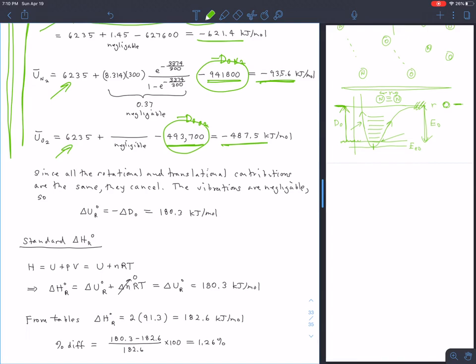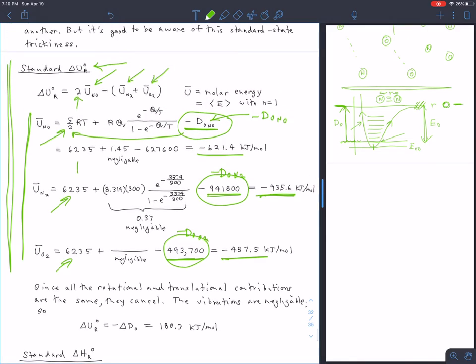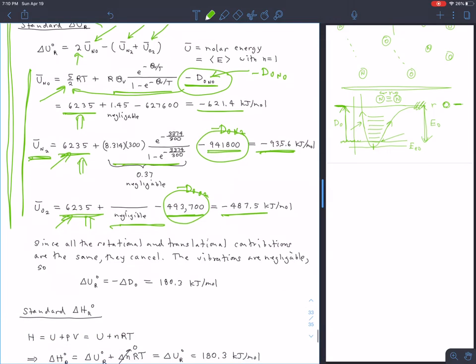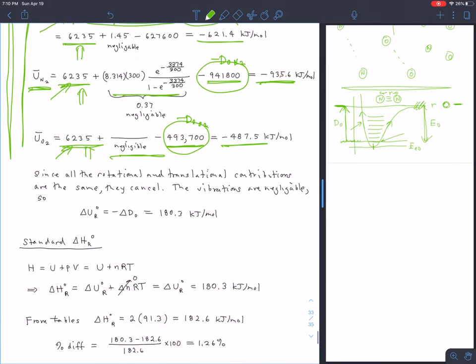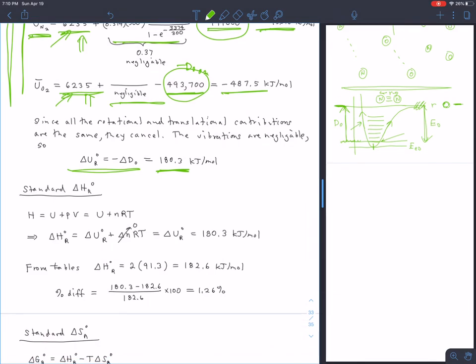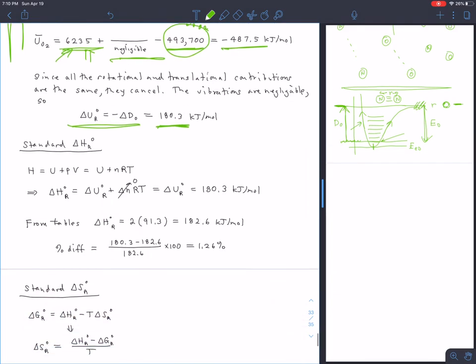If you do all that, you find out that all the contributions except the ZPE factors cancel each other. These are all linear diatomic molecules, so they all have the same rotational and translational contributions to the internal energy, and the vibrational contributions are totally negligible. So everything cancels except for these ZPE factors. That means the overall energy change in this case is just the energy change in the ZPE factor, and that's 180.3 kilojoules per mole.